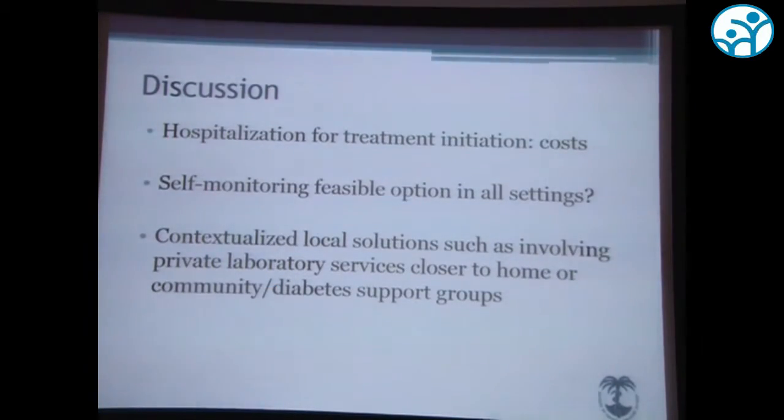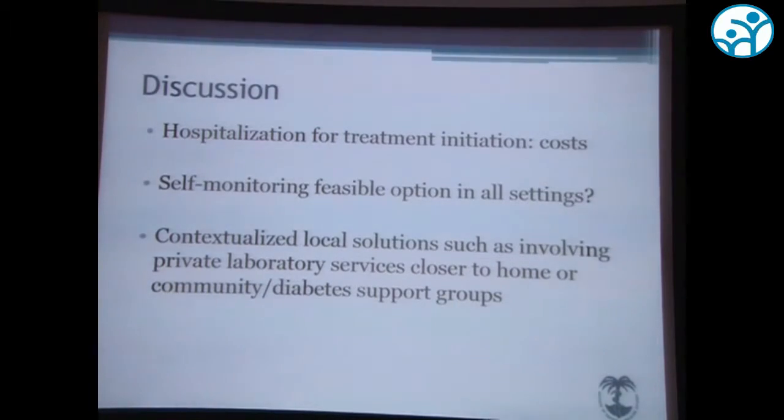The other issue is hospitalization. Initial hospitalization for treatment might be okay. However, it comes along with costs, with direct and indirect costs, which we have discussed yesterday afternoon in the session. Then we have one big issue, and that's self-monitoring. Is self-monitoring a feasible option in all settings?